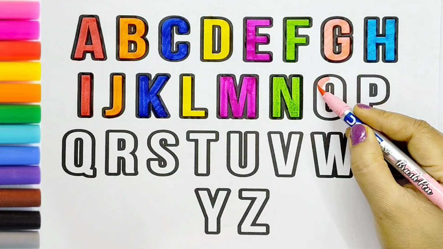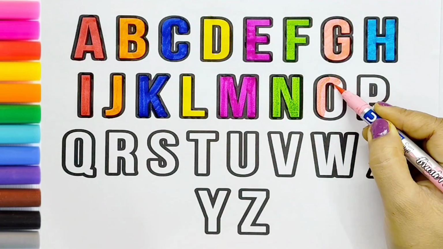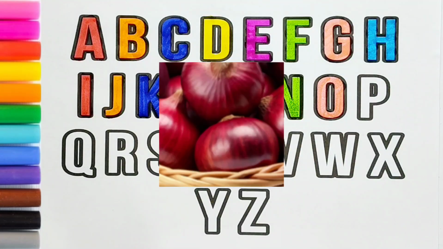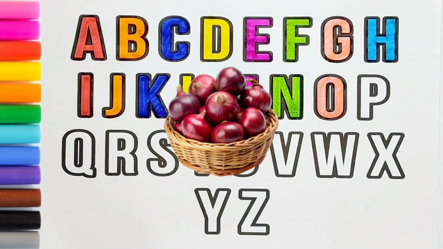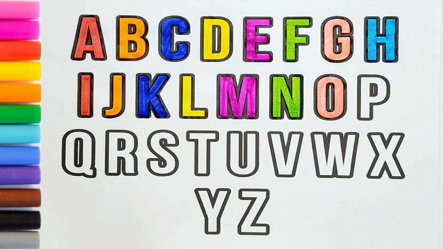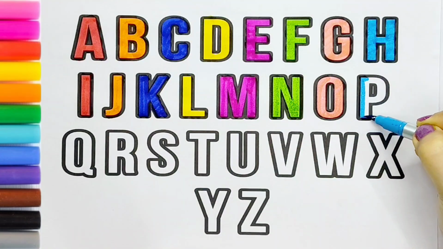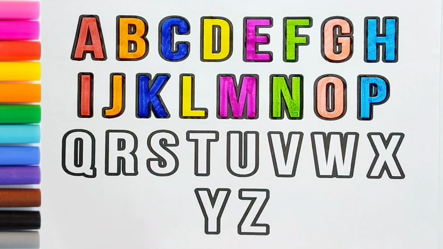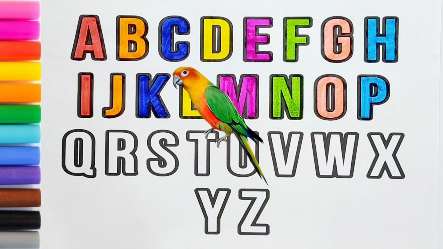Pink color O. O for onion. Sky blue color P. P for parrot.